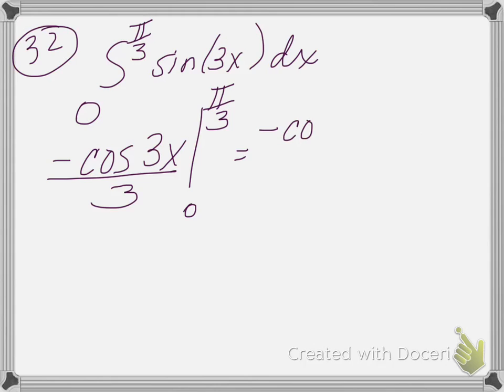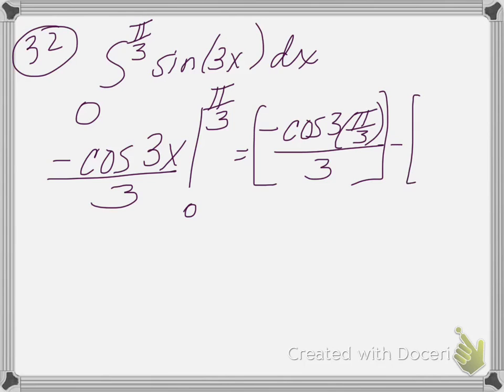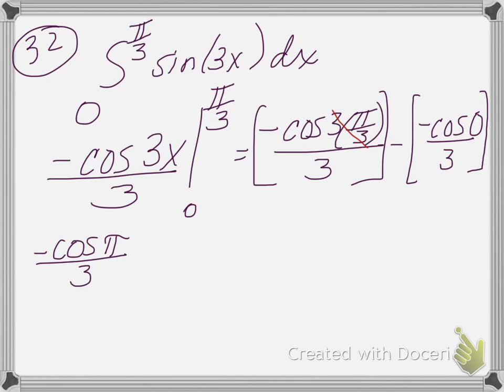So first I'm going to substitute in pi over 3. So that's what it looks like when you substitute in pi over 3. And then I'm going to subtract what happens when I put in 0. So 3 times 0 is just 0. Okay, so if you simplify, you can see that this 3 and this 3 cancel. So now you're just left with negative cosine of pi over 3. And a minus gives me positive, plus cosine of 0 over 3.